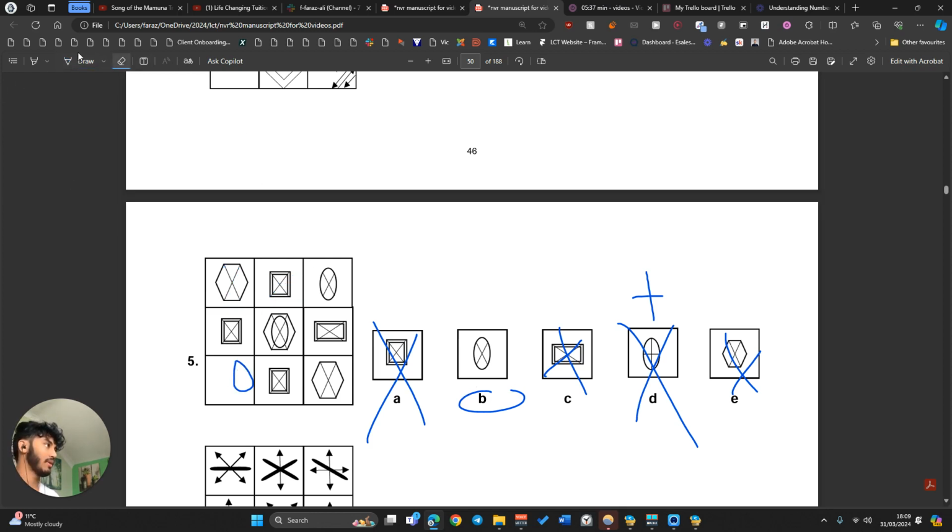And even though these are basically the same shapes here, that makes sense because the bottom right corner and the top left corner also have the same shapes.